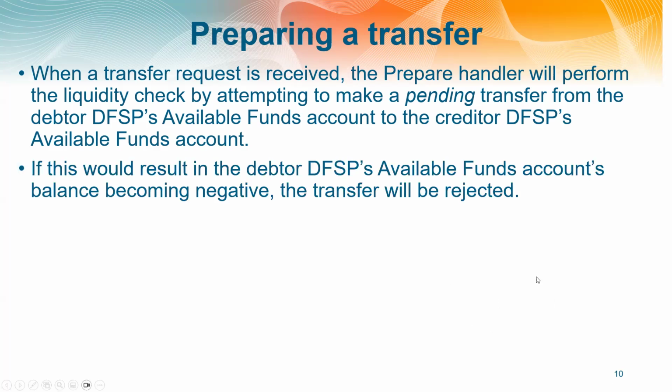So that gives us a quick and simple single account check on liquidity. And we can trap that failure coming back from TigerBeetle and send back the message in the way that we normally would, to say, unfortunately, you don't have sufficient liquidity to make this transfer, so it's been rejected.